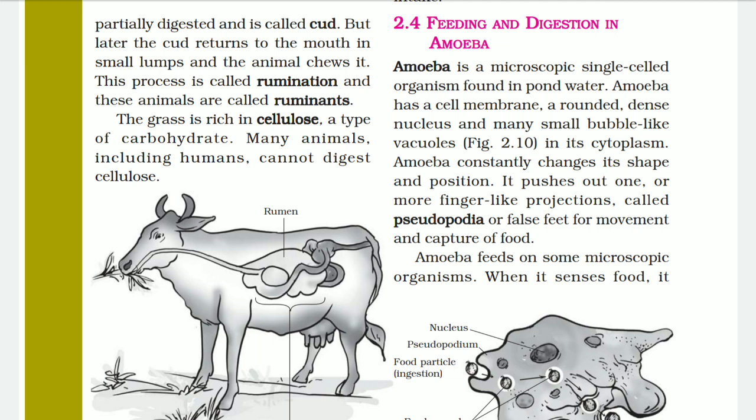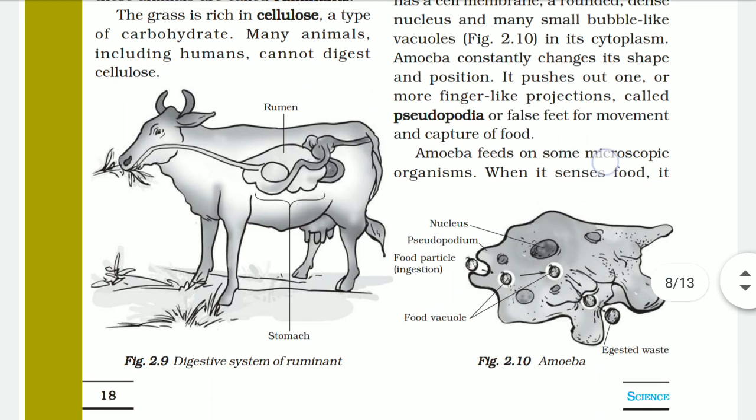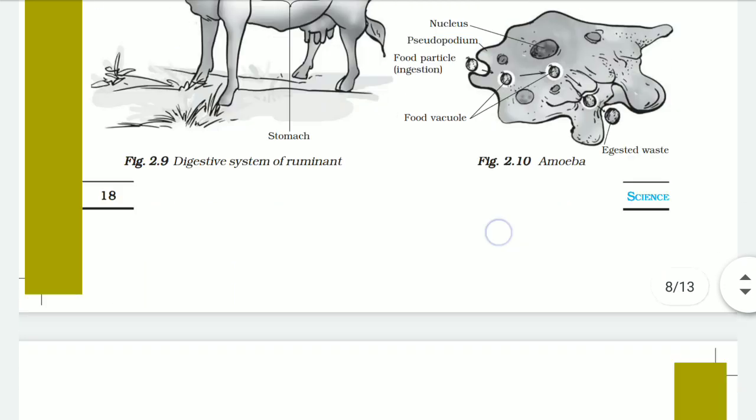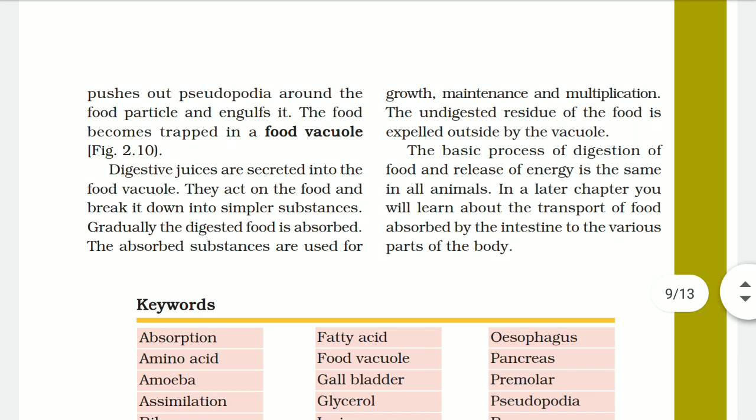It is like a small bubble that has vacuoles and some cytoplasm in it. Cytoplasm is the liquid in the cell. Amoeba is constantly changing its shape, so it has no particular shape. When it senses food, it starts creating finger-like projections, which are known as pseudopodia, or false feet. It moves and captures the food, and amoeba feeds on small microscopic organisms. It pushes out pseudopodia around the food particle and engulfs the food, which becomes trapped in a food vacuole.